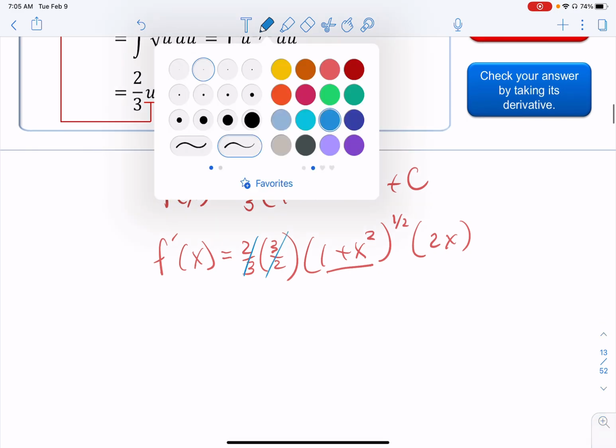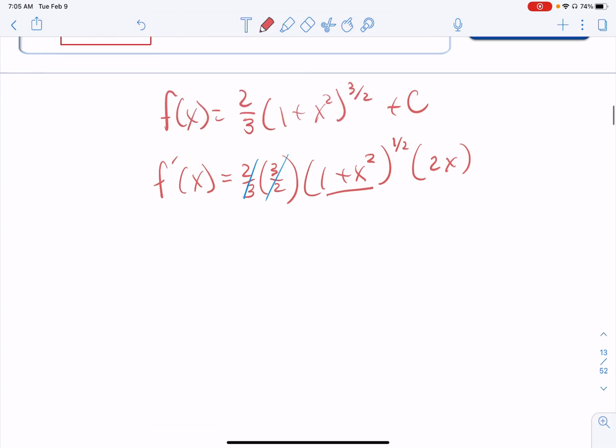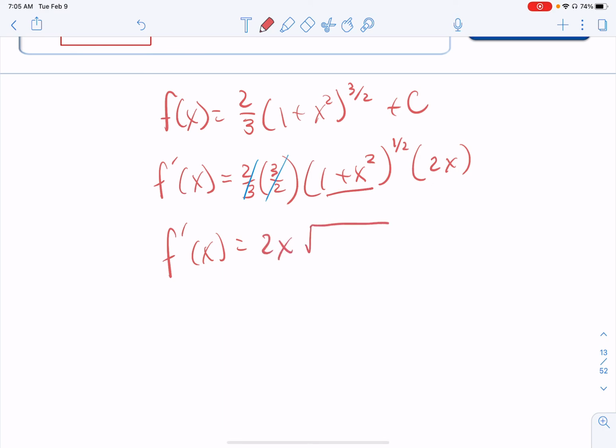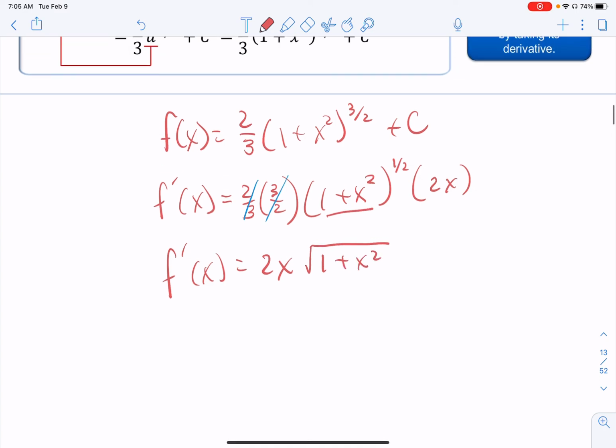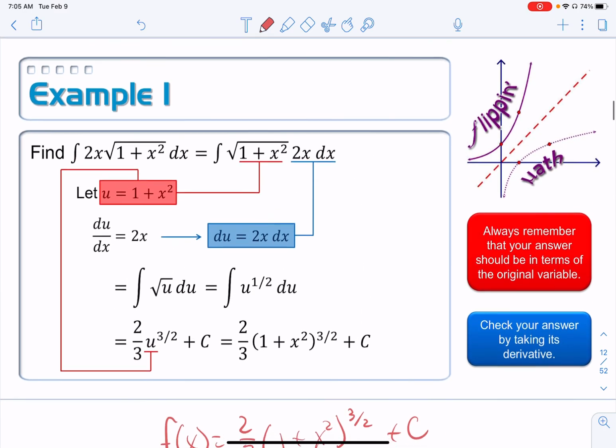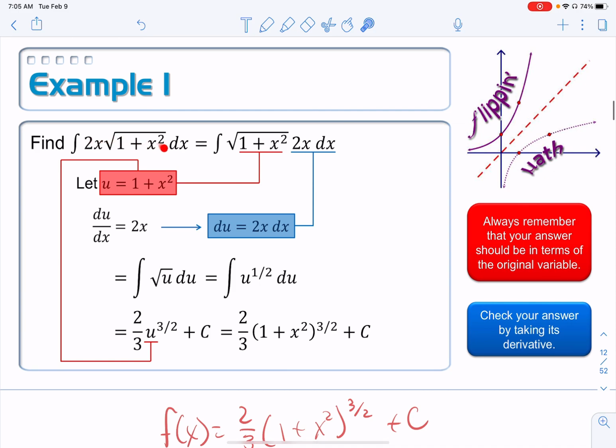Nothing else cancels out. However, we can rewrite our answer. f prime of x is equal to, let's bring this 2x out front, and then change this into radical notation as the square root of 1 plus x squared. And that should look familiar because that is our original integral right there.